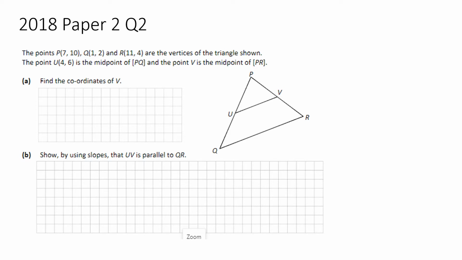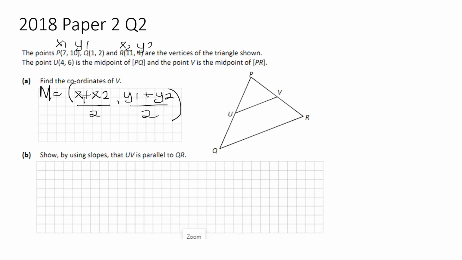So first thing they're asking you is to find the coordinates of V. You know that V is the midpoint, so we're going to use the midpoint formula for P to R. That's (x1 plus x2 over 2, comma, y1 plus y2 over 2). We're going to use P and R, so they're going to be x1, y1, and x2, y2, x followed by y, because that's the order of the coordinates.